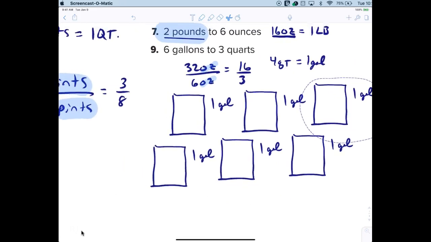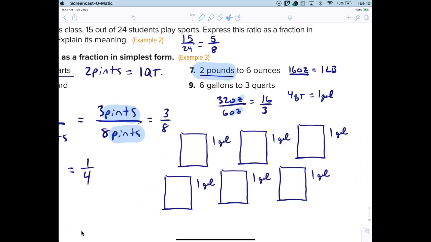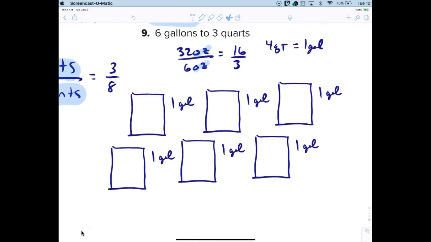Now, again, I just think this is the easiest and best way to do this. All right? Right now I have the 6 gallons. Do you agree? And 1 gallon has how many quarts in it? 4. Right, so this is how you visually do this.